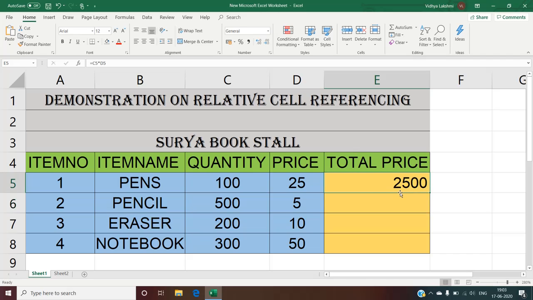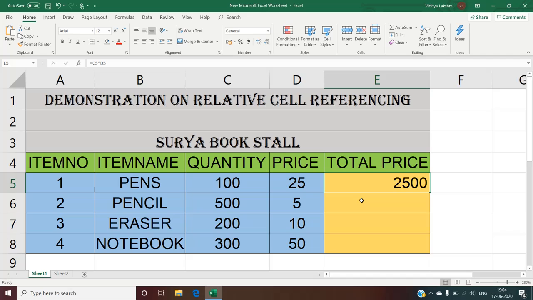Now you can see the same formula on the formula bar, C5 into D5. You can see the cell address in the name box, E5. E5 is the name or the cell reference of the cell with the value 2500.